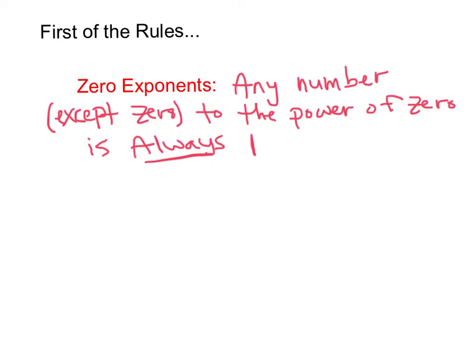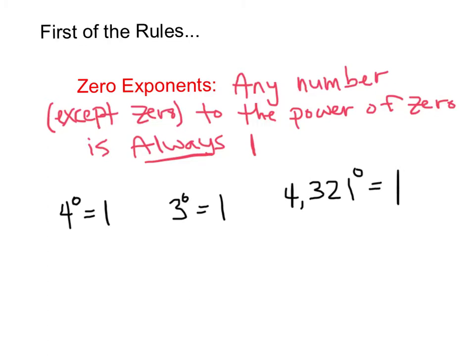So let's take a look at some examples here. If we have a couple examples and I say 4 to the 0 power, it equals 1. And let's say I take 3 to the 0 power, that's 1. What if I take 4,321 to the 0 power? Well, you guessed it, it's going to be 1.